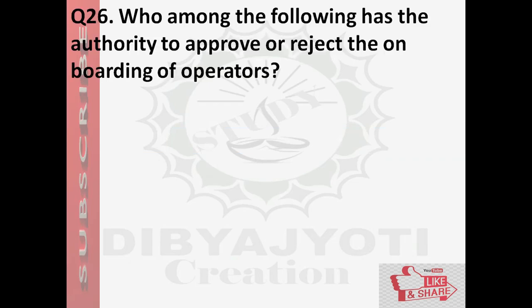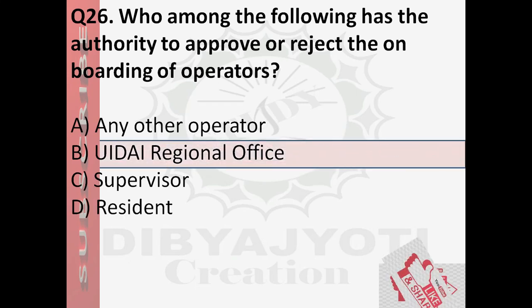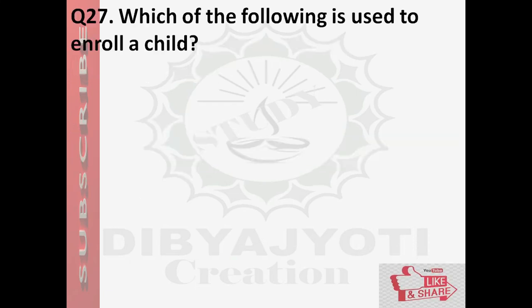Who among the following has the authority to approve or reject the onboarding of operators? Option A, any other operator. Option B, UIDAI regional office. Option C, supervisor. Option D, resident. And answer is option B, UIDAI regional office. Then move on to next.